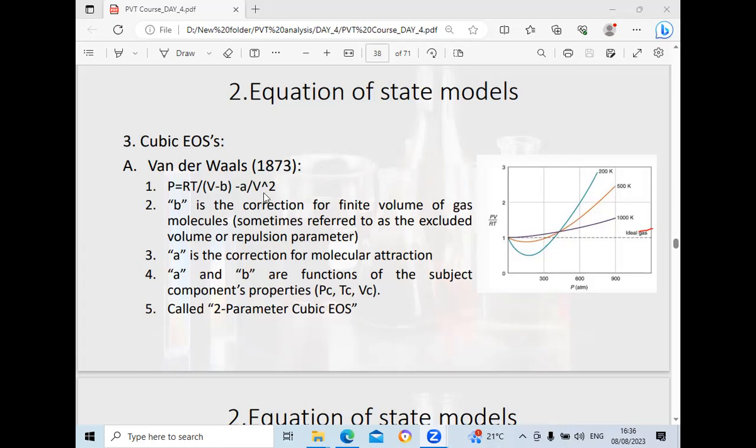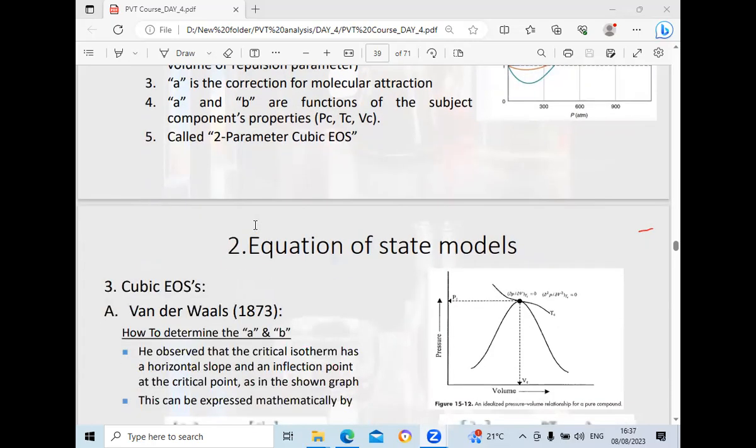You realize that in this particular equation, there are two parameters, A and B, that have to be determined also. That means if you have particular data and you want to use the van der Waals equation of state to model that fluid, your main concern first will be to determine the values of A and B that will clearly define this equation.